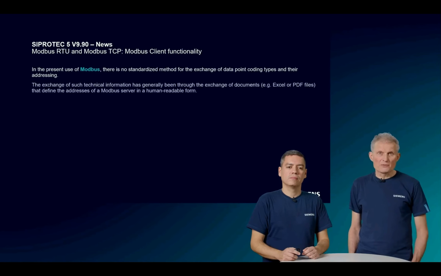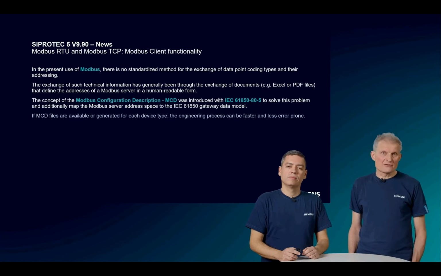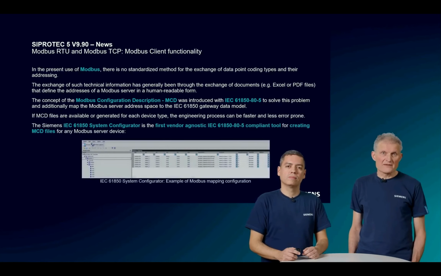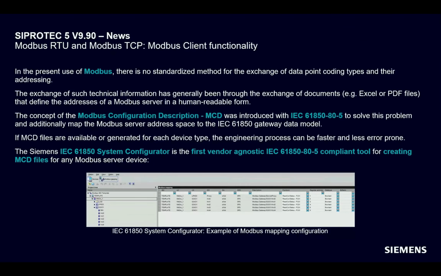Currently, with Modbus, the exchange of data point coding types and their addressing is not standardized, so there's no standardized method. The way to handle that has generally been through the exchange of documents such as Excel or PDF files. Now the concept of the Modbus configuration description was introduced with IEC 61850-80-5 to solve this problem.